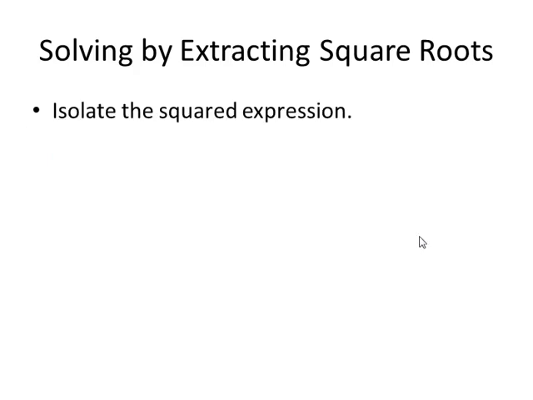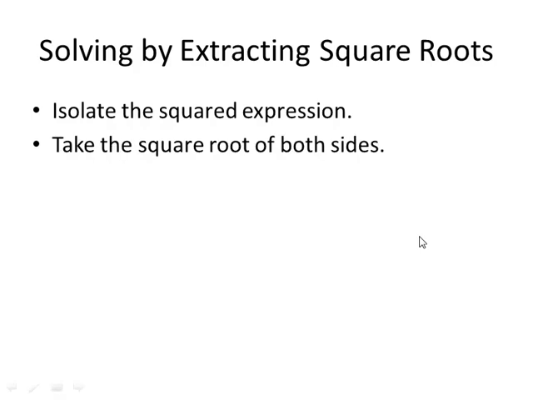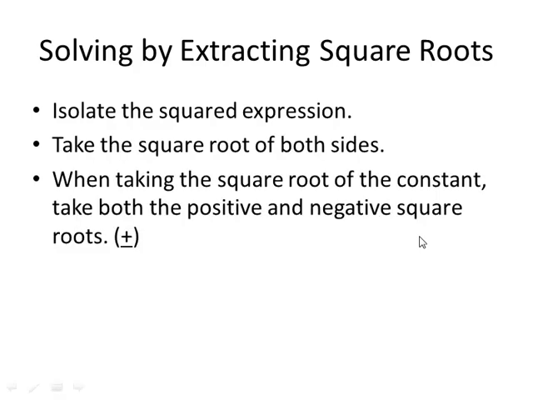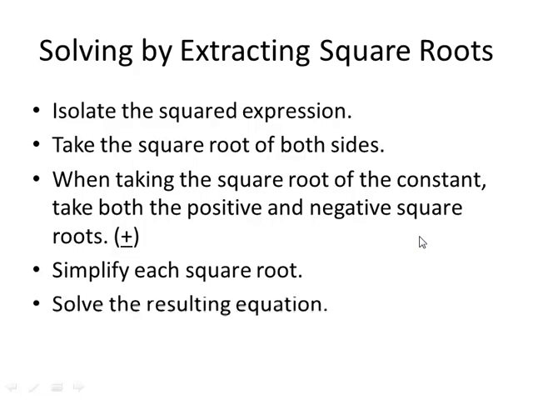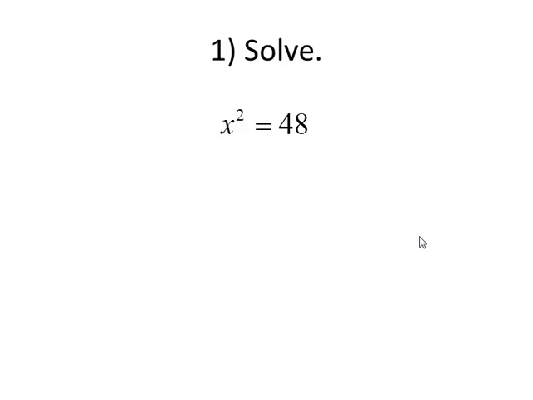Okay. The technique for solving by extracting square roots: we begin by isolating the squared expression. We'll take the square root of both sides. When we do take the square root of the constant, you do have to account for both the positive and negative square roots. We'll simplify each square root and solve the equation that we're left with. I'm going to walk you through a few examples, beginning with x squared equals 48.